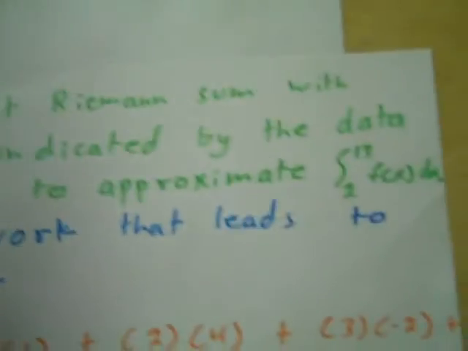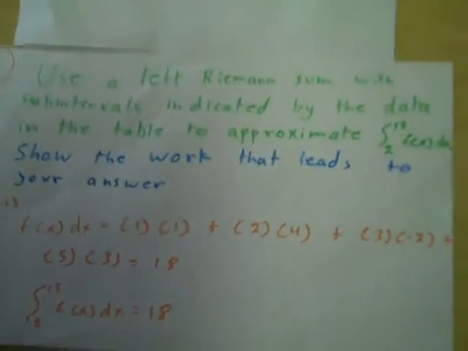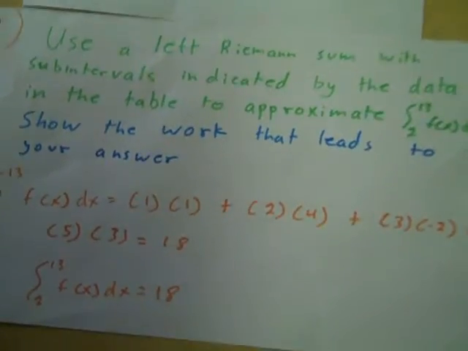Let f be a function that is twice differentiable for all real numbers. The table above gives values of f for selected points in the closed interval 2 less than or equal to x less than or equal to 13. For letter C, it says, use a left Riemann sum with subintervals indicated by the data in the table to approximate the integral from 2 to 13 of f of x dx. Show the work that leads to your answer.